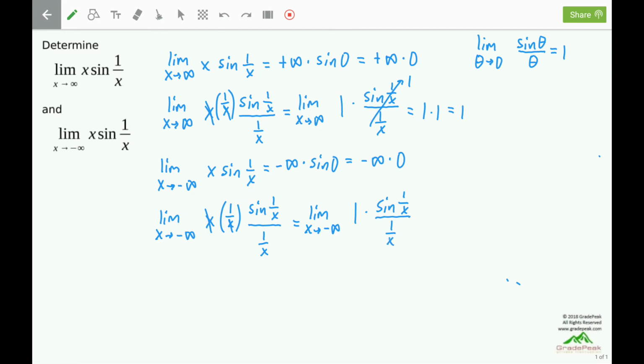Sine of 1 over x over 1 over x is phase matched, and 1 over x does go to 0 as x approaches negative infinity, so it does have the identity applied to it, and it will go to a 1. The result is 1 times 1, which equals 1. And there's the results of the two different limits.